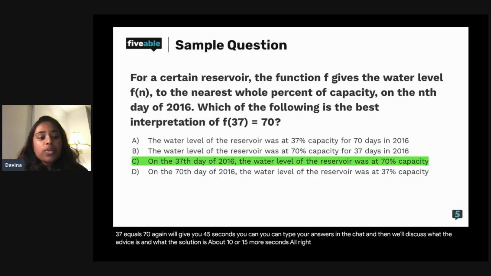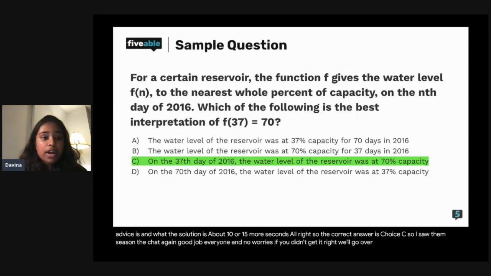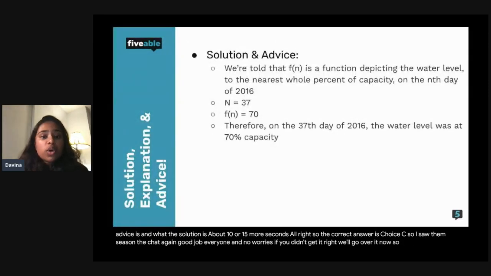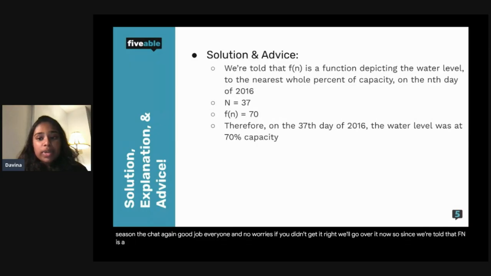All right, so the correct answer is choice C. I saw a lot of C's in the chat. Again, great job, everyone, and no worries if you didn't get it right. We'll go over it now. Since we're told that f of n is a function depicting the water level on the nth day of 2016, we're given that n equals 37 and f of n equals 70.